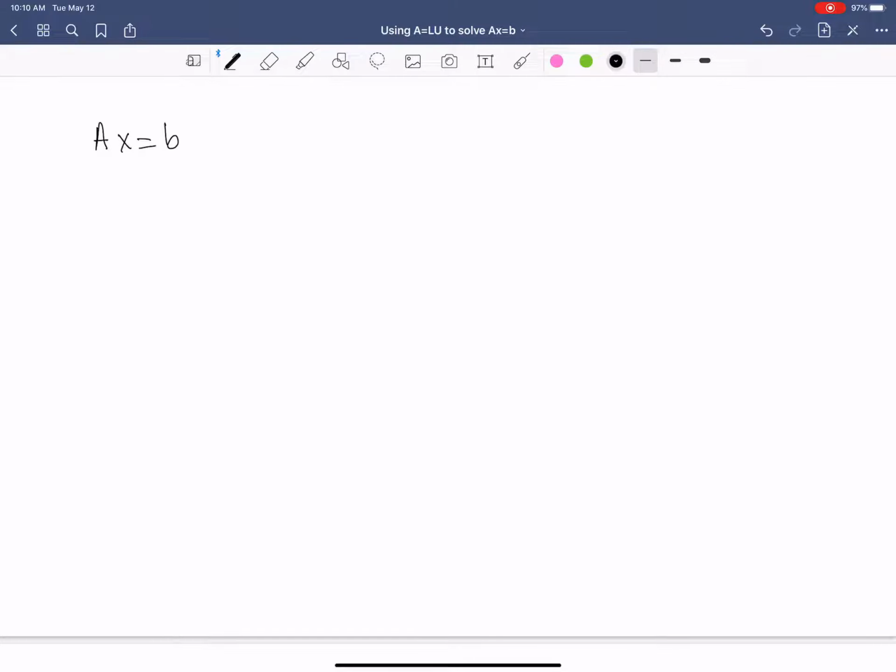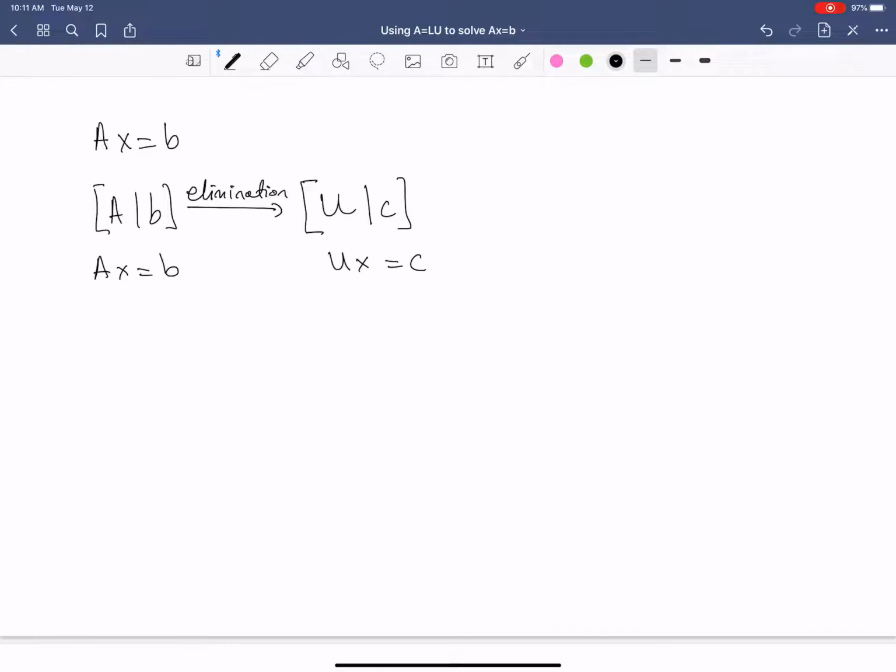Now that we have defined the LU factorization of a matrix A, let's use that factorization to solve the system AX = B. Normally, in previous videos, we solved this system by writing the augmented matrix [A B], then carrying out some elimination. And this took us to another system where the matrix A became a matrix U and the vector B became some new vector C, for example.